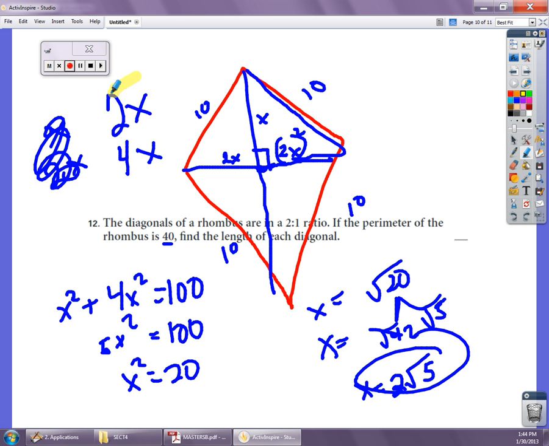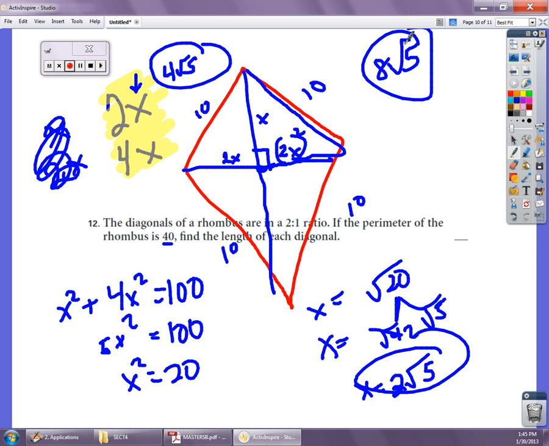And remember, we originally named these as the length of my diagonals. So 2 root 5 times, that's what x is. So 2 times 2 root 5 is 4 root 5. That's the length of one of the diagonals. 4 times 2 root 5 is 8 root 5, which is the length of the other diagonal. Okay?